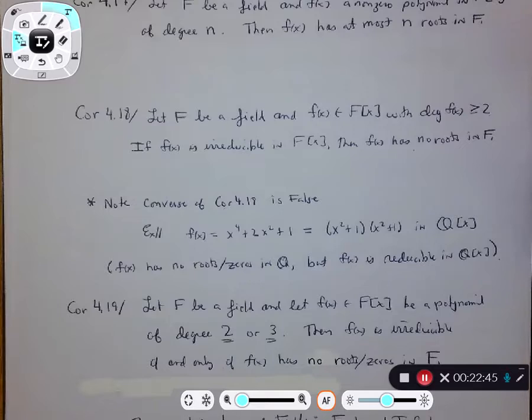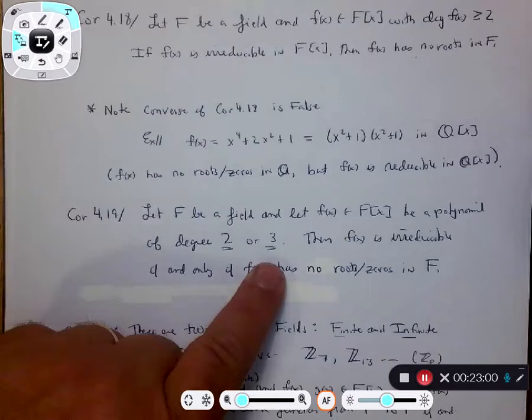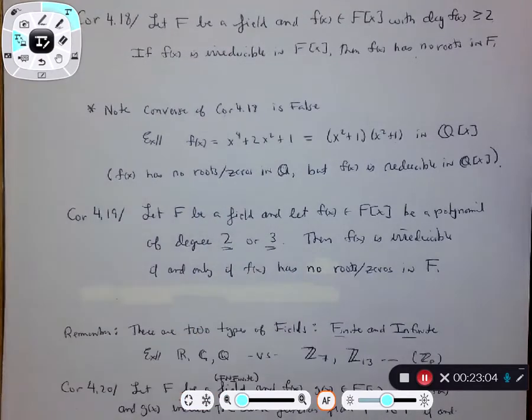Corollary 4.19 says this: let F be a field, and let f of x be an element of F adjoined x, a polynomial of degree 2 or 3. So we're looking at this particular scenario. Degree 2 or 3, not degree 4, not degree 1, but degree 2 or 3. Then f of x is irreducible if and only if f of x has no roots or zeros in F. So now we're talking about that real connection between irreducibility and looking for these zeros.